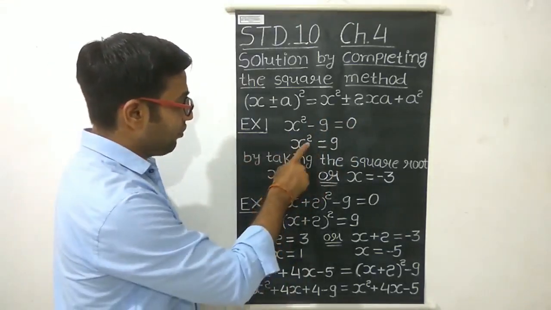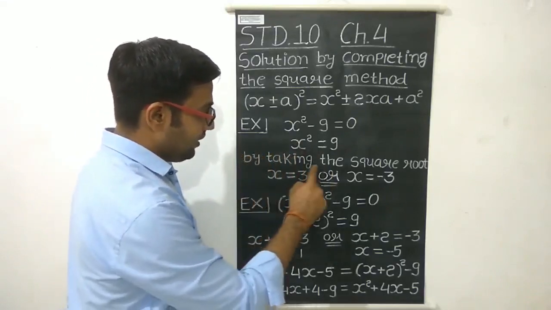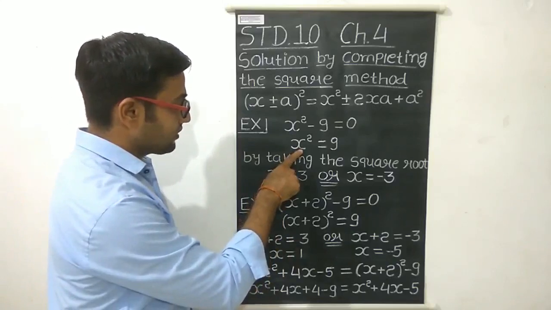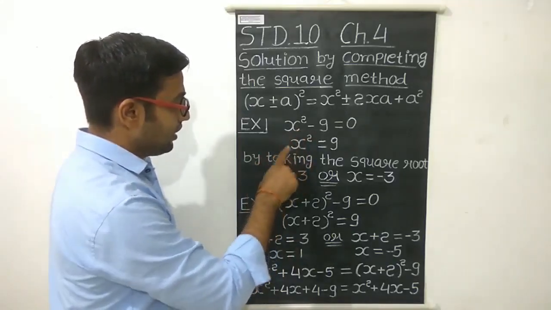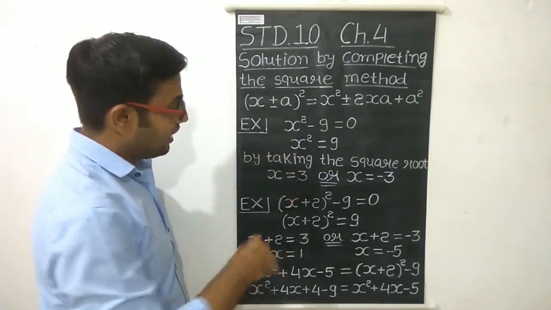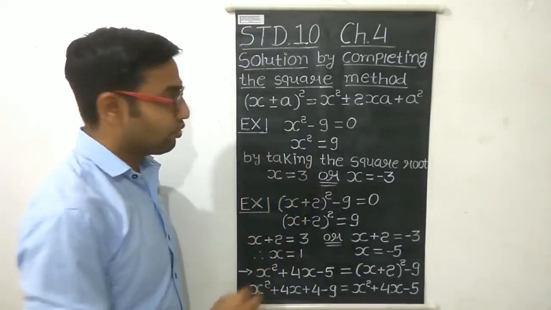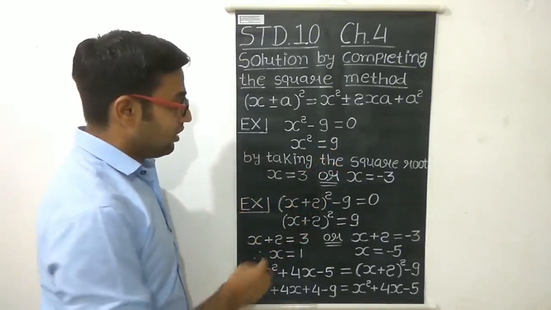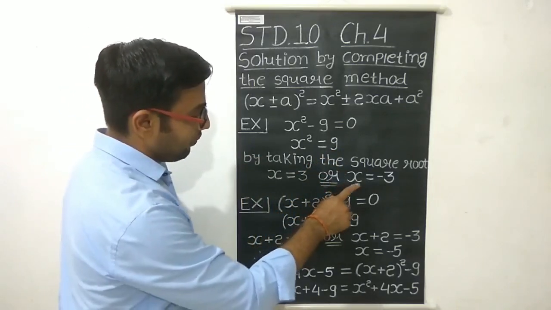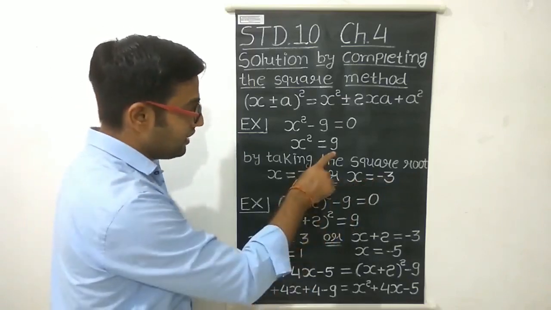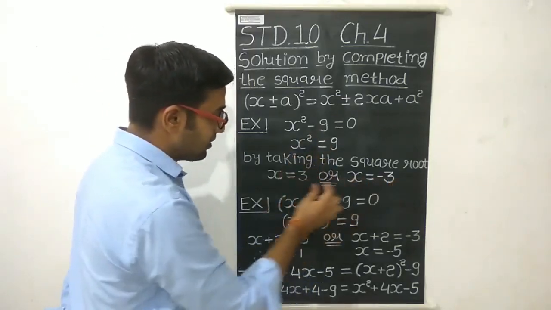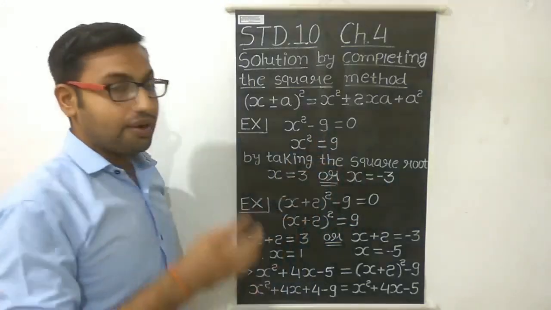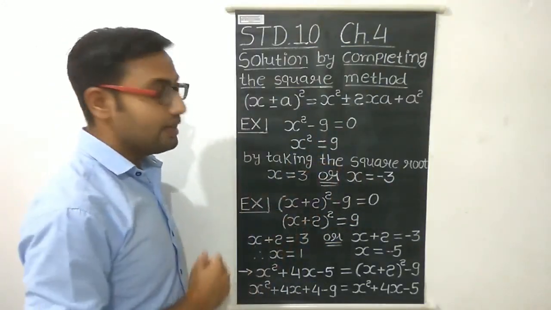Now we want to find the value of x. So by taking the square root on both sides, we will get the value of x. By taking the square root, on the left hand side we will get x and on the right hand side we will get 3, because 9 is the square of 3. But here we also get another value of x, that is minus 3, because 9 is the square of minus 3 and 3.